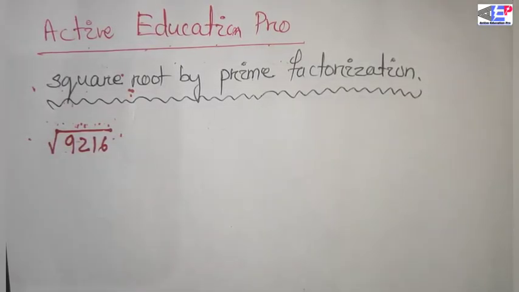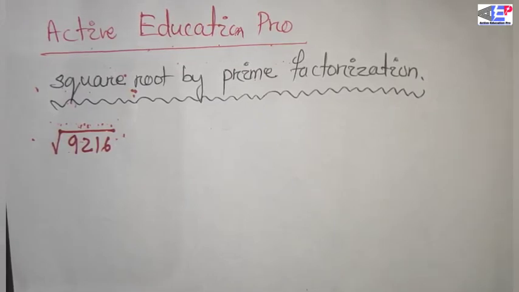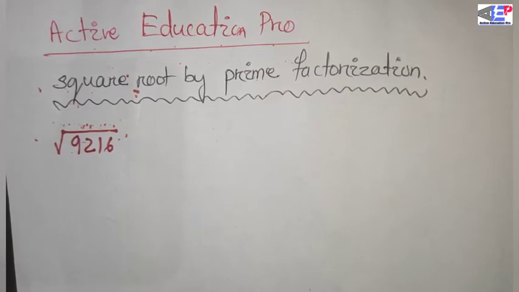In my last video we covered how to find square root by prime factorization, and today in this video we will do some more questions and examples for our practice. So let's start. First question, find the square root of 9216. The first step is prime factorization, which means factorizing with prime numbers.